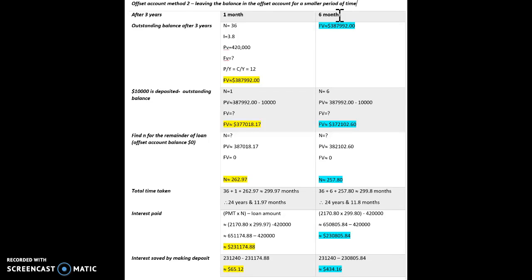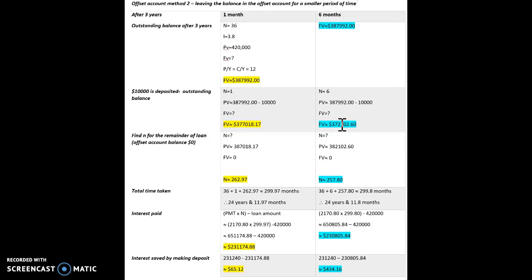So the same thing applies. How far in are you? You're 3 years in. There's your future value. No calculations here because it's already been calculated. Here it is. Now, over to TVM, I'm putting in for 6 months. So the future value becomes my PV. Take off the offset because it's now $10,000 in this offset account. Work out the future value. Here's a future value that's owing after those 6 months.